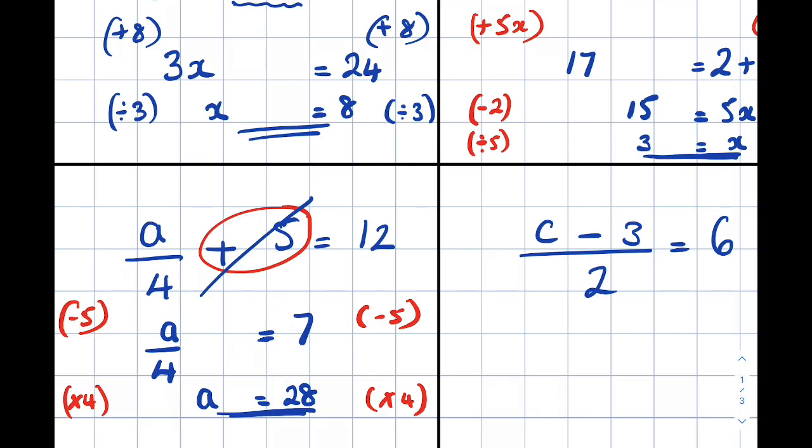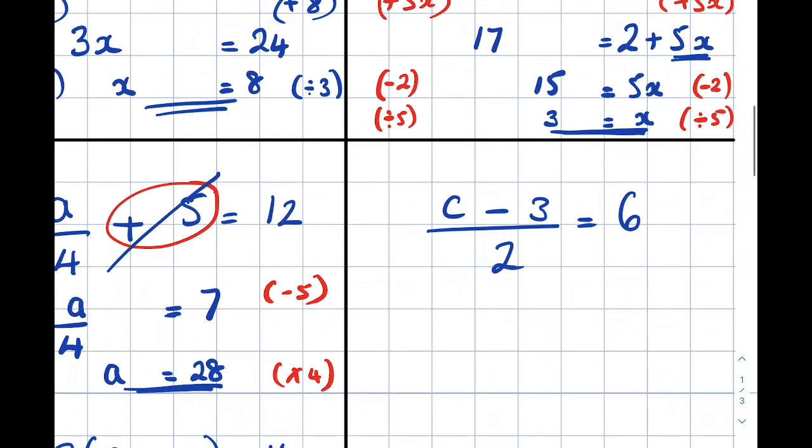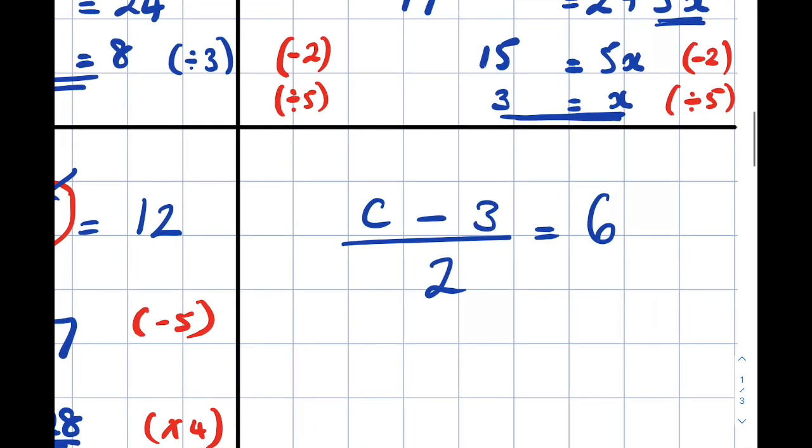Again, pop it back into the equation at the top here. Check your answer. 28 divided by 4 is 7. 7 plus 5 is 12. It balances, so it works. Okay. Next one. What happens here?